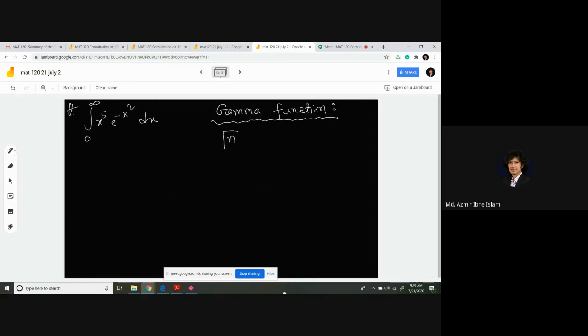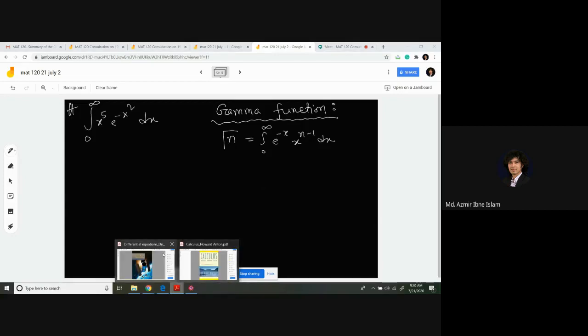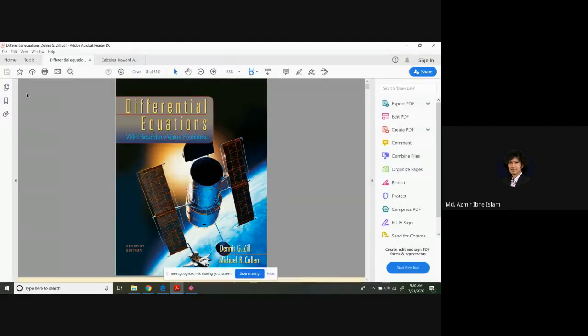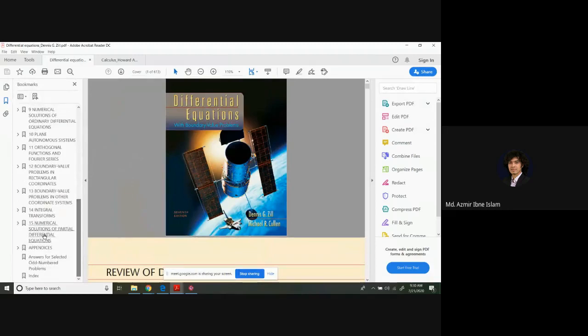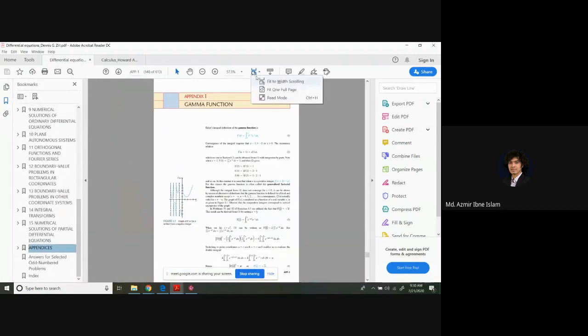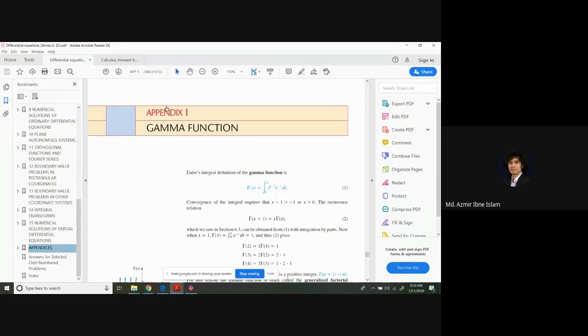So gamma of any number n is equal to the integration from 0 to infinity of e to the power minus x, x to the power n minus 1 dx. That is called the definition of the gamma function. Is that okay? Yes, sir. And in my last consultation, I discussed that you will find this concept in the book Differential Equations by Dennis Zill, in Appendix 1.